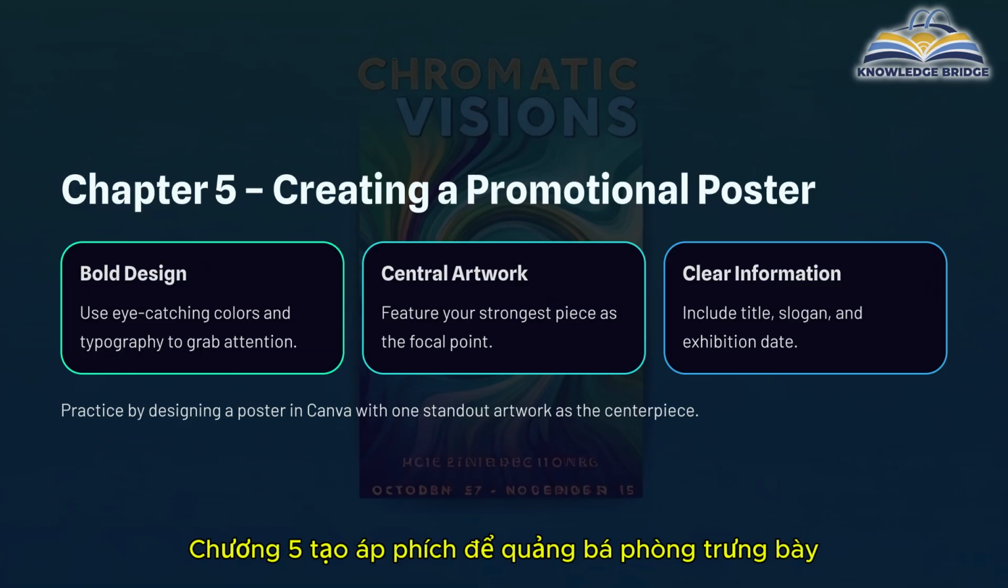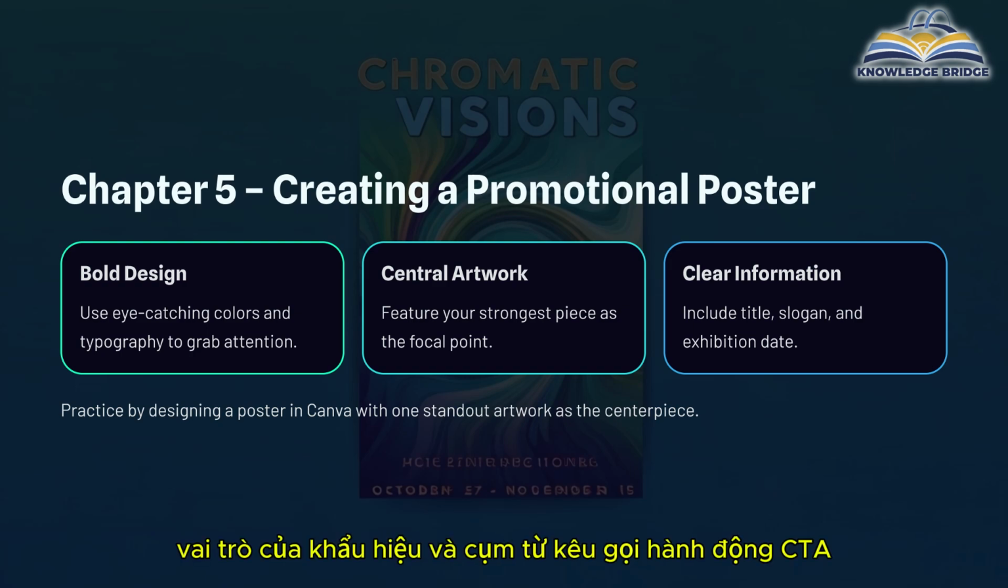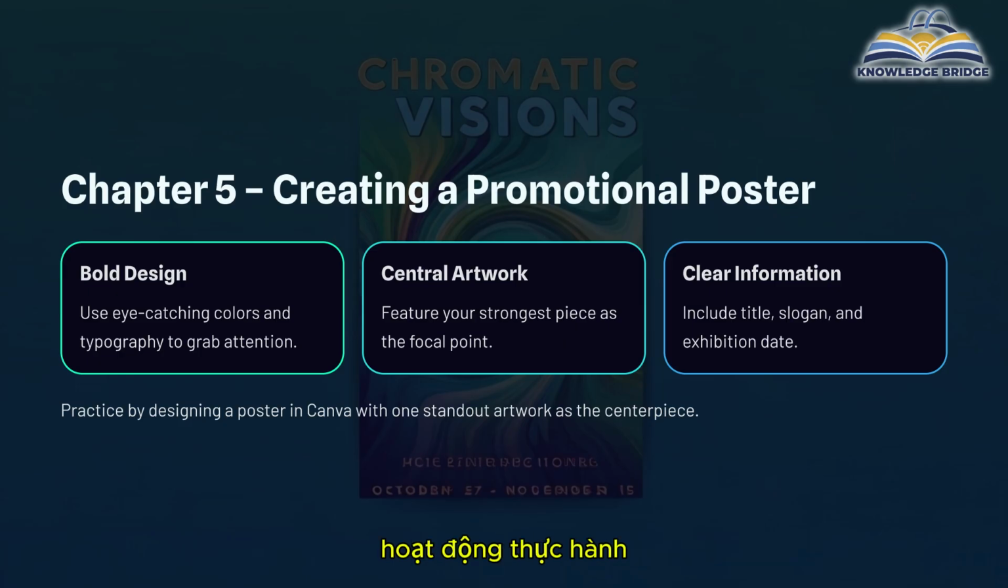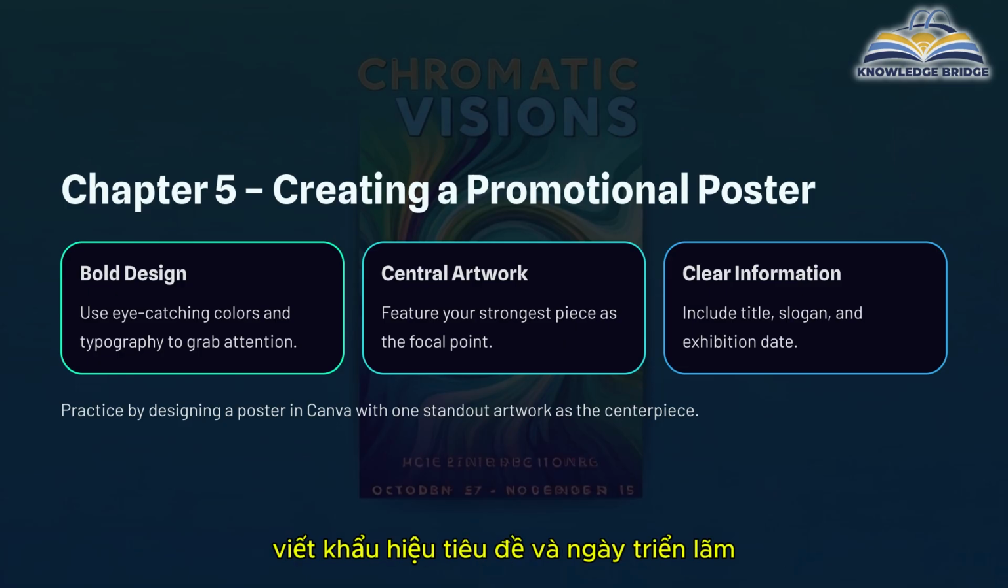Chapter 5. Creating a poster to promote the gallery. Introduction to art promotion: how to highlight key visuals with bold colors, titles, and central images. Role of slogans and call to action (CTA) phrases. Practice activity. Design a promotional poster using Canva. Choose one standout artwork as the poster center. Write the title, slogan, and exhibition date.